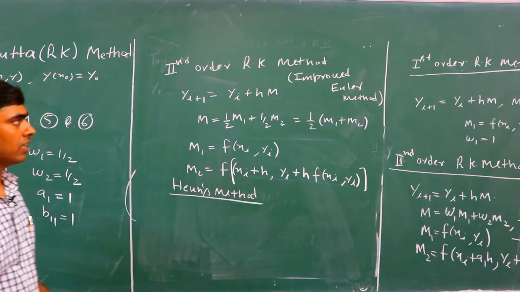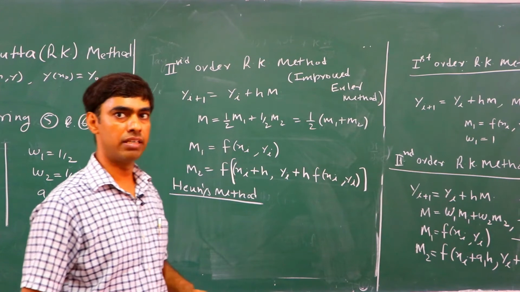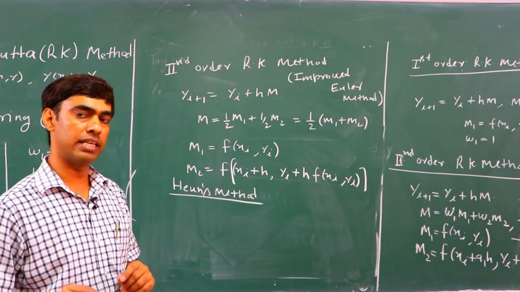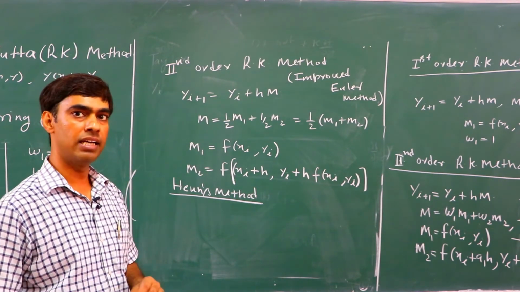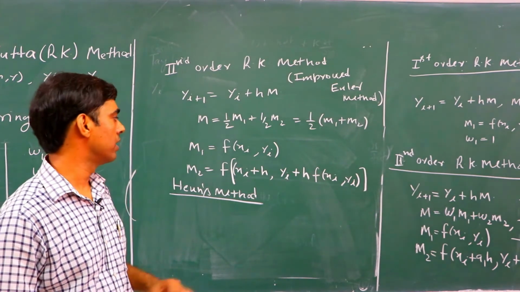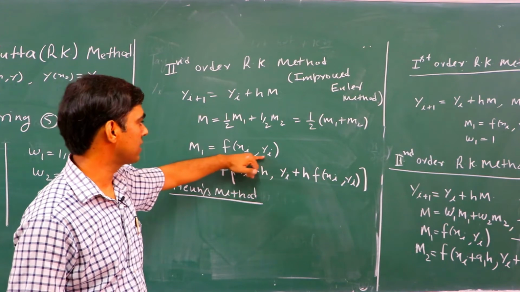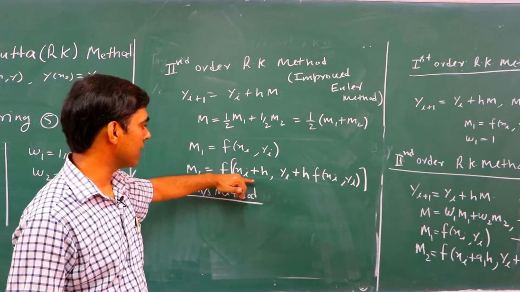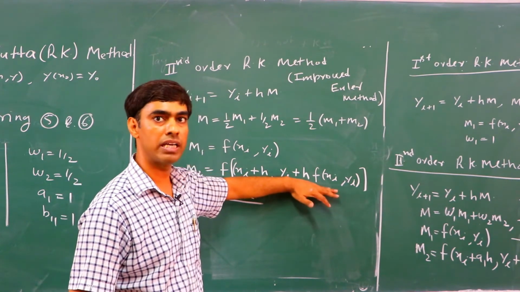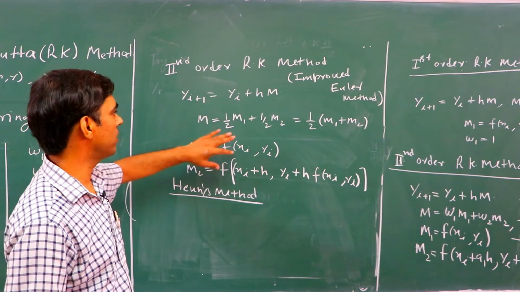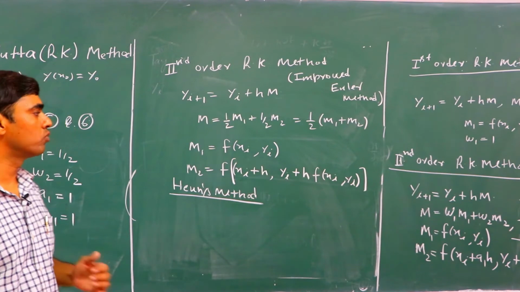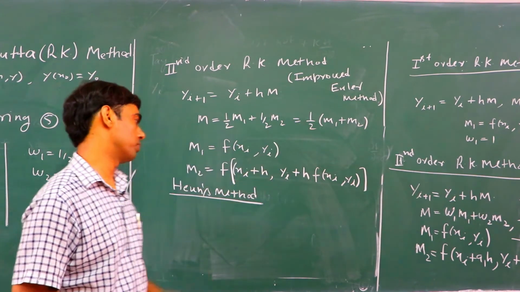And if we recall, when we studied the improved Euler method, we used the slope at two points between x i and x i plus 1: the slope at x i, y i and the slope at x i plus h, which is x i plus 1, y i plus 1. So we take the average of these two slopes. In the improved Euler method also we use the average of two slopes.